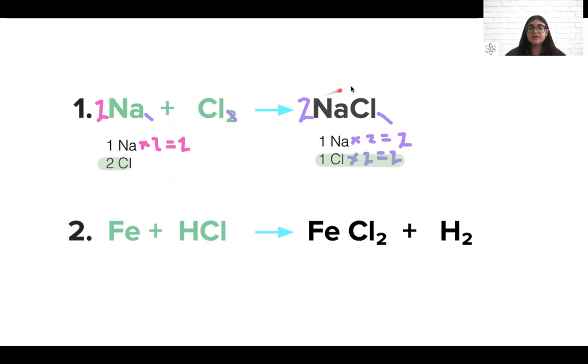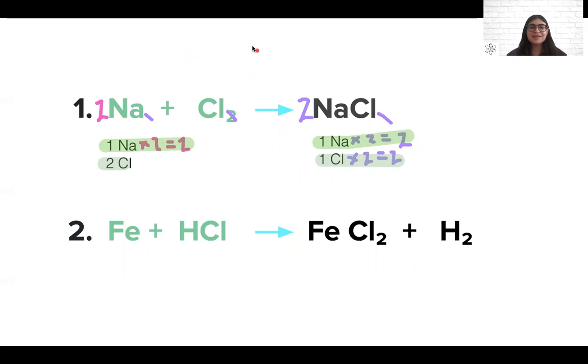Now we just do another check to make sure that everything is accounted for. We have 2 chlorides, okay, that's good. And then over here we have 2 sodiums and 2 sodiums, and we are happy because the equation is balanced. We have the same number of each type of atom on this side and on this side. So the reactants and the products, but we'll get to that in a few videos.